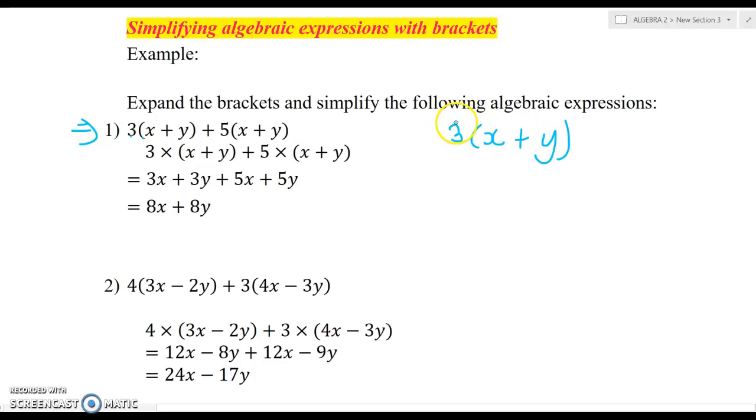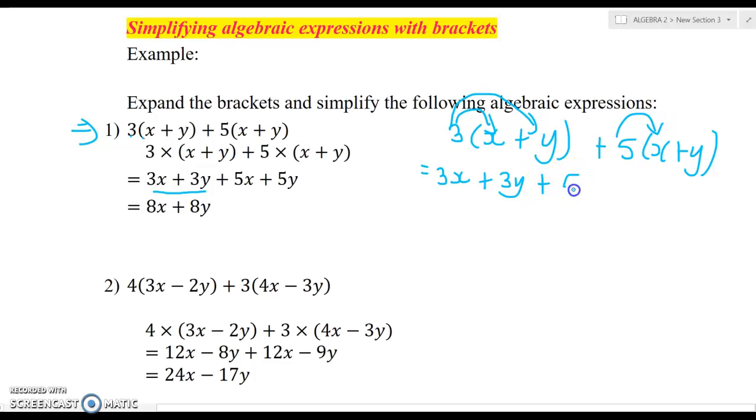Now 3 multiplied by x gives me 3x, just like what we would have done in the last video with expanding brackets. Then multiplied by positive y gives me 3y. So that's how we get our first piece. Then we have our next piece, open brackets x plus y close brackets. Positive 5 by x gives me positive 5x, and positive 5 by positive y gives me positive 5y. That's how we get this piece here.